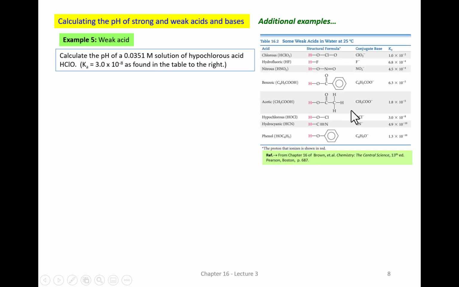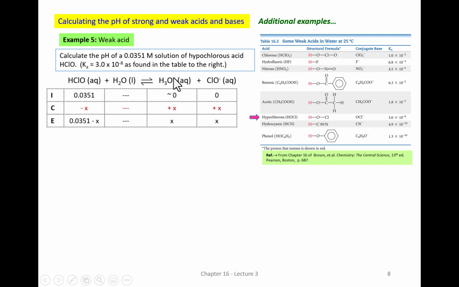Now on the right here is a typical format for finding the Ka value of a weak acid in a table of Ka values of weak acids. Right here, you'll notice that hypochlorous acid is listed. It gives the structural formula. It gives the conjugate base, OCl minus, of hypochlorous acid, and most importantly for our purposes, it gives the Ka value. Probably pretty difficult for you to see there, but it's 3 times 10 to the minus 8.